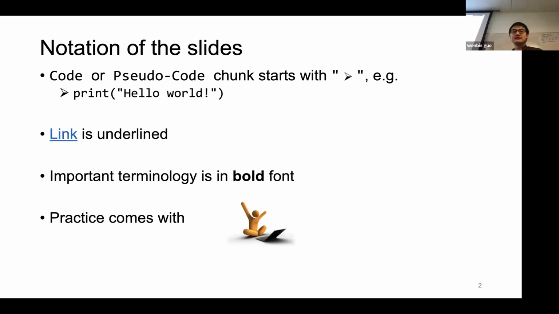So here is the notation of the slides. If you see an arrow here, that means it's a code chunk or a pseudocode chunk, and you can just copy the whole text into your R console to run the code. Links are underlined, and some important terminology is in bold font. If you see this little yellow man, it usually means this slide is a practice slide. We're going to stop the recording for a while, give you maybe 2 or 3 minutes so that you can focus on working with the little challenges there.